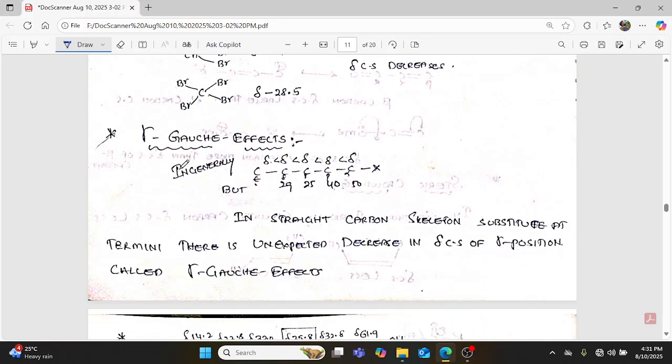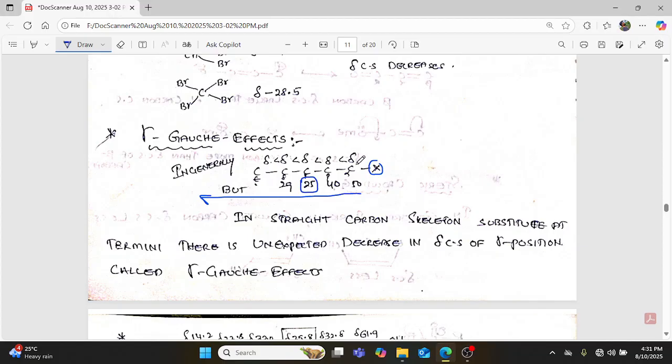Gamma gauche effect, this is a very important one. What people observe at the terminal, if you have a more electronegative atom, what happens? The influence will be there. That's why the immediately attached carbon chemical shift value will be more compared with the remaining carbons in the carbon chain. See this? According to this scenario, the delta chemical shift values should completely decrease. But if you see, 50, 40 decreasing, 25 decreased, again 29 it is increased.